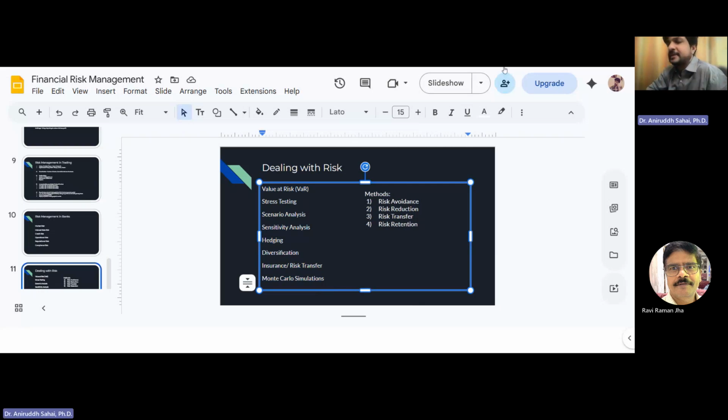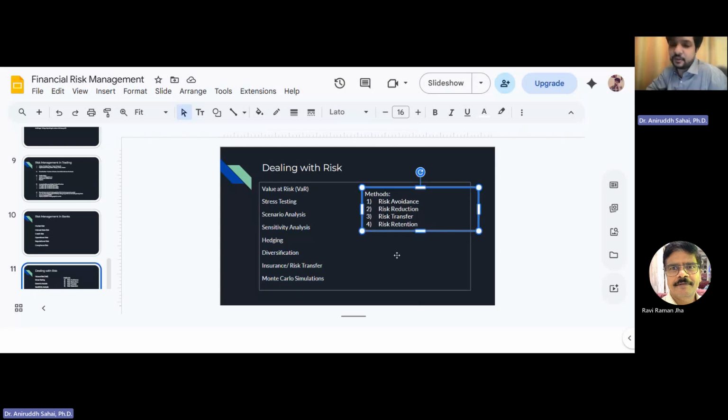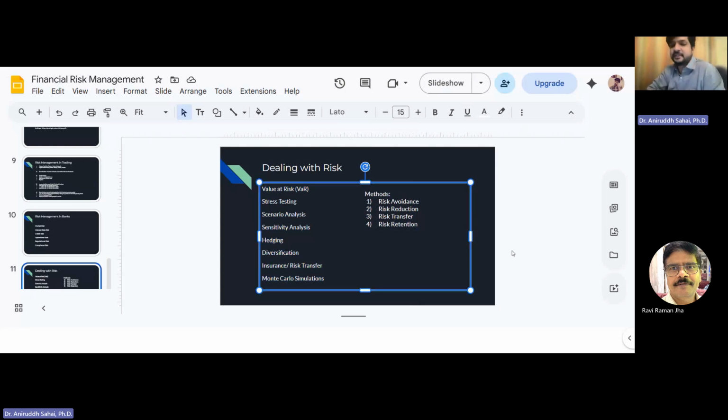The last term here is Monte Carlo simulation. Monte Carlo simulation is an exercise performed using technology, using various tools, and it is helpful in conducting a variety of different simulations. You are taking thousands of different simulations. You're simulating various scenarios, thousands of different scenarios, and analyzing the output.